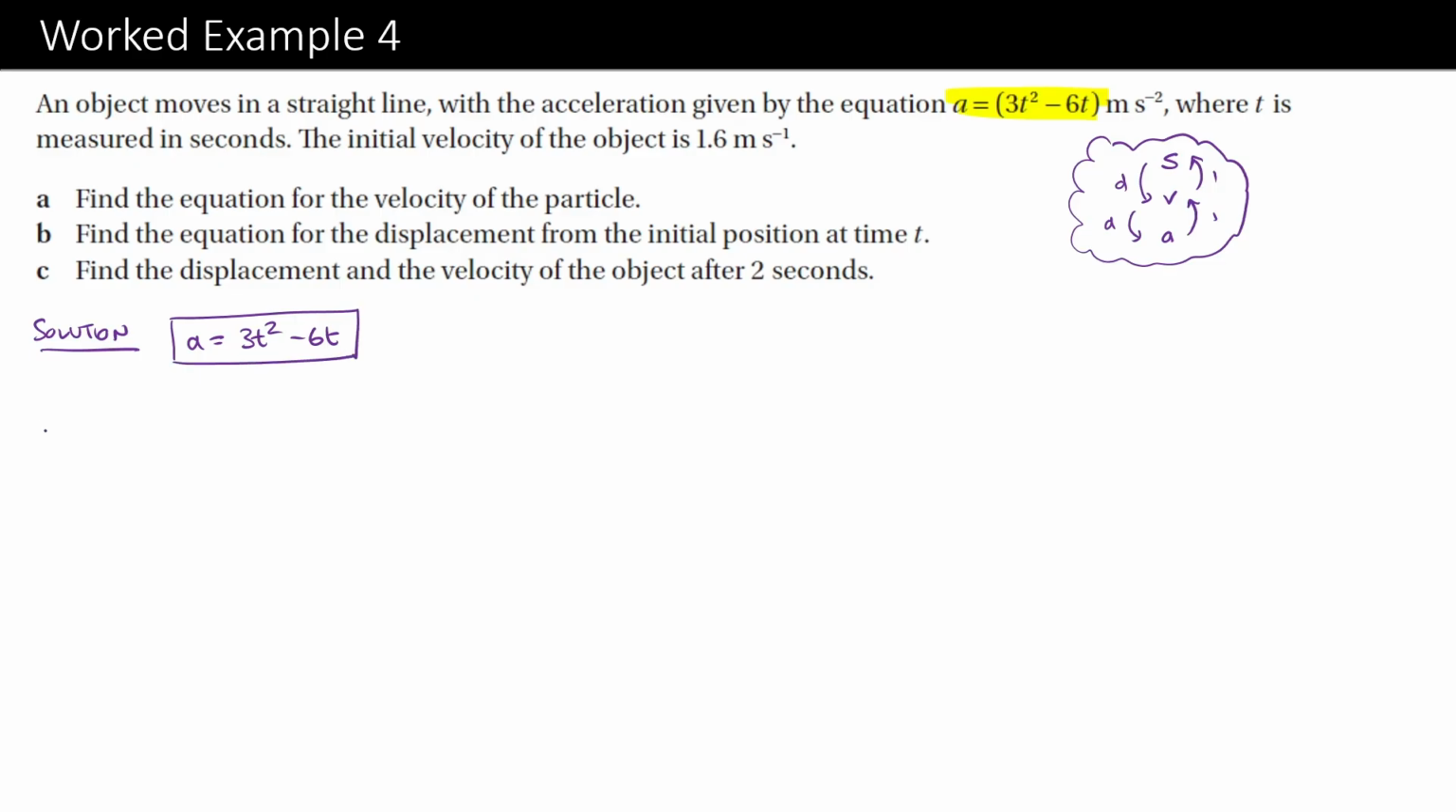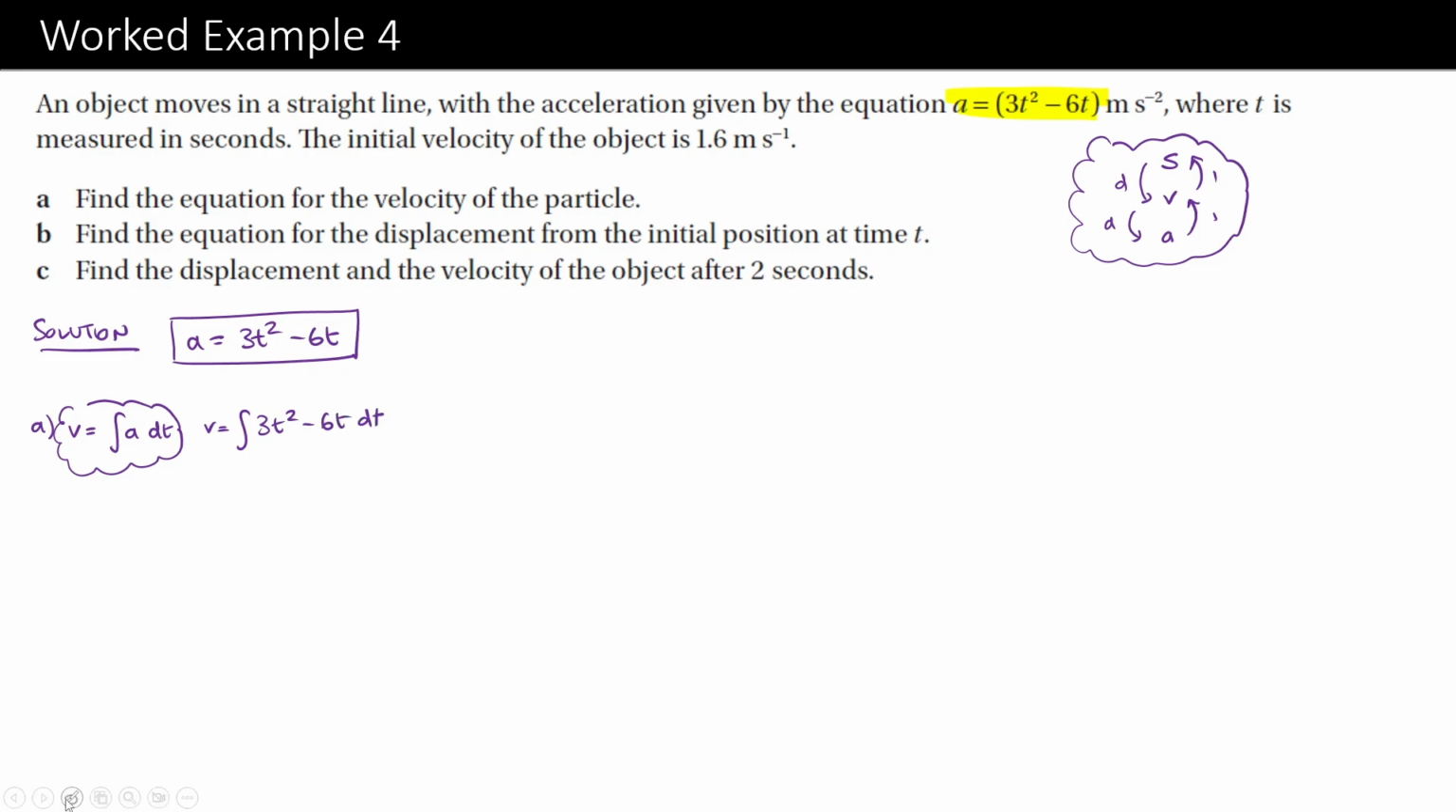So the question's asking me for part A to find the equation for velocity. So to get from A to V, I need to integrate. So V is equal to the integral of A dt. So I need to integrate in terms of t that box of the equation of A. So V is going to equal the integral of 3t squared minus 6t dt.